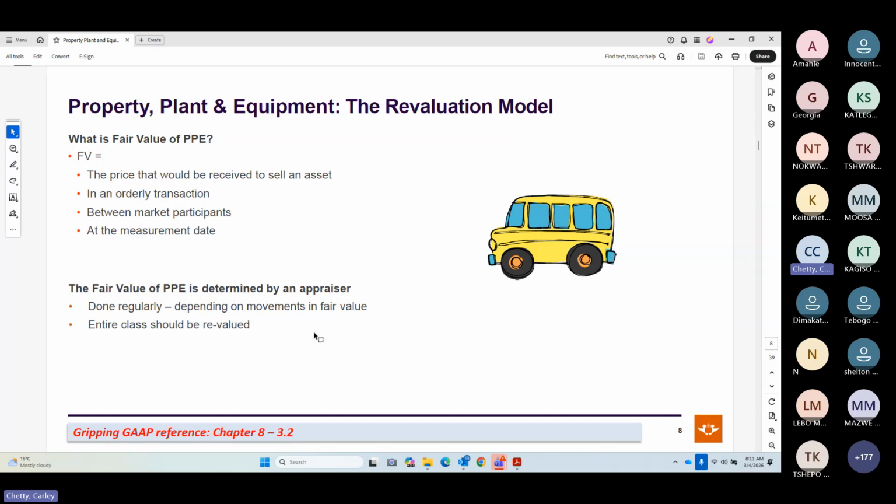When we appraise an item like a building or a piece of land, the entire class should be revalued. So we're not just going to revalue one building or one piece of land. The entire class that is measured using the revaluation model needs to be revalued.